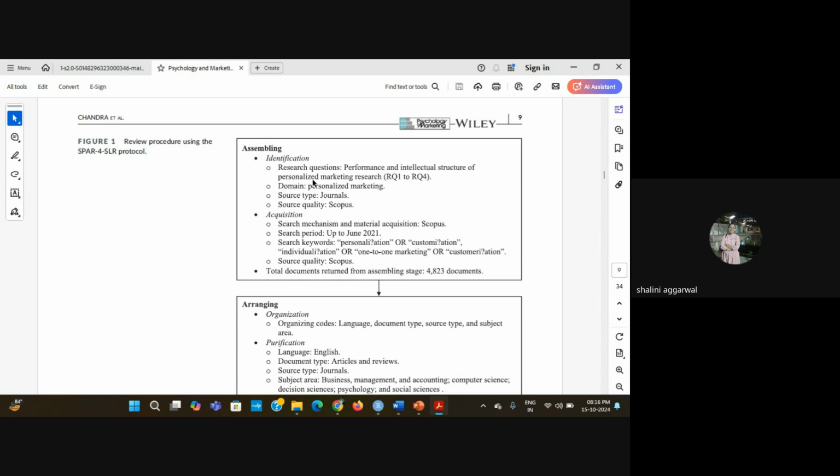So what they have done is they have divided this research methodology section into some parts. First is assembling. Assembling has these things. Like they have written everything.